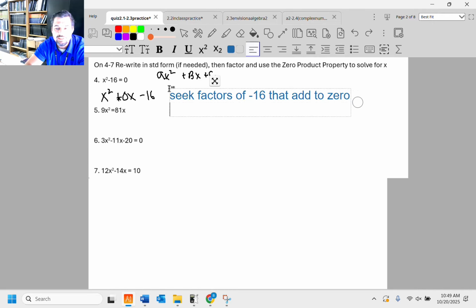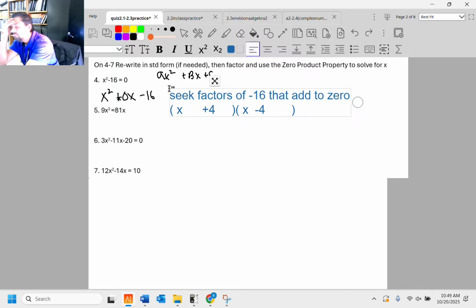Now, something else I know, this is going to have a double set of parentheses. To make the x squared, we have to lead with an x in both of them. And when you talk about factors of -16, you're talking about a positive 4 and a -4. Ta-da!